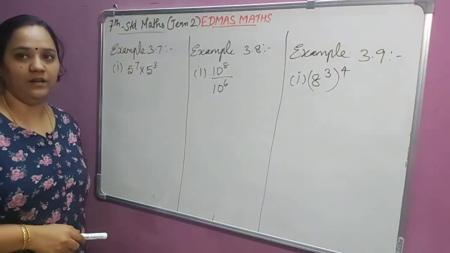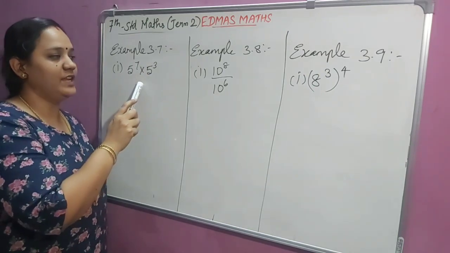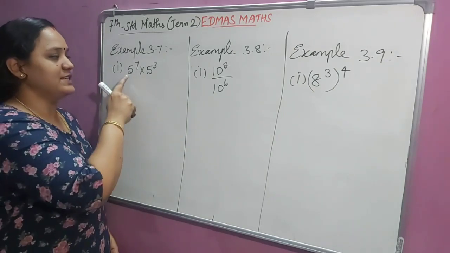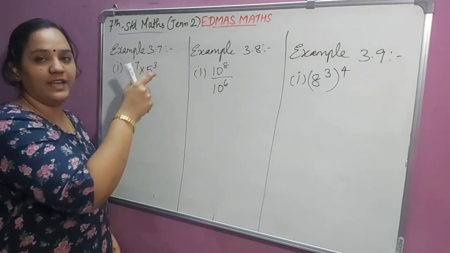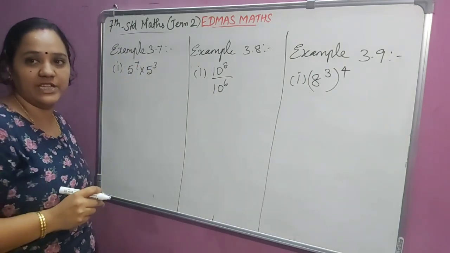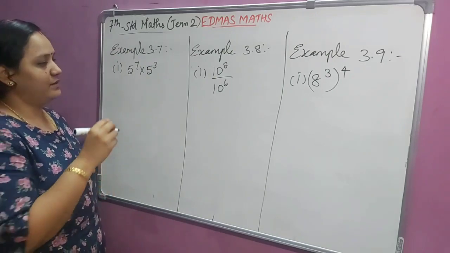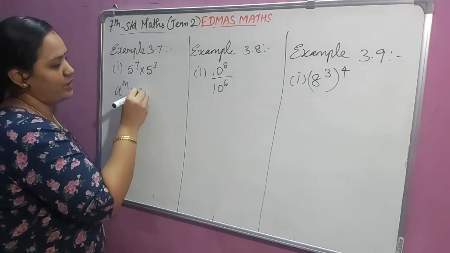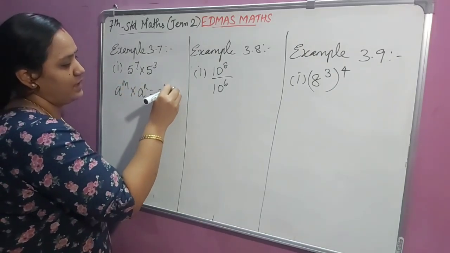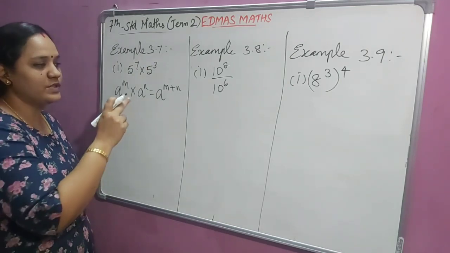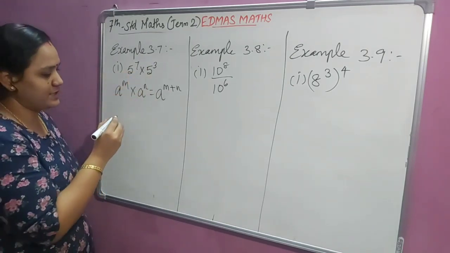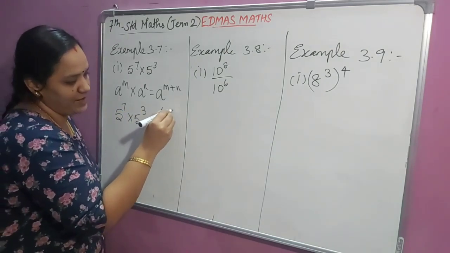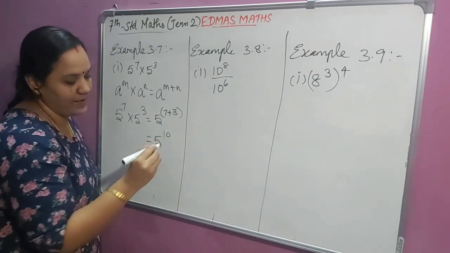Example 3.7. Okay, we have to simplify 5 power 7 into 5 power 3. So, after seeing these two exponents, we can classify this as same base and different powers. Okay, and we have a multiplication symbol. So, using the product rule, we can write a power m into a power n equal to a power m plus n. Am I correct? So, using this rule, I am going to solve this. So, 5 power 7 into 5 power 3 is equal to 5 power 7 plus 3. So, the answer is 5 power 10.